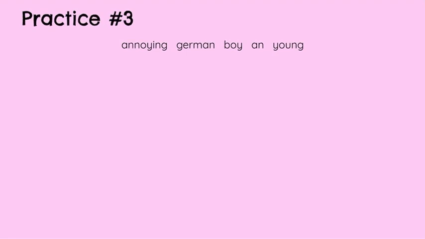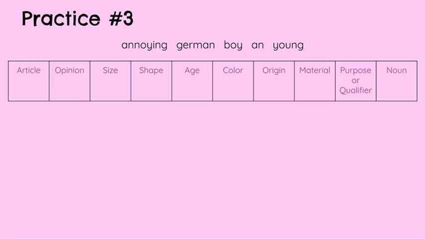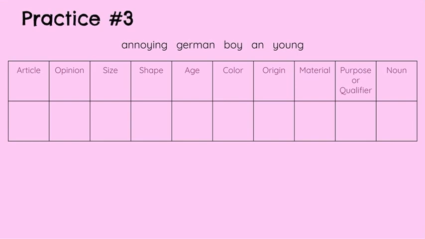Now we're going to do our last practice. The words we have are annoying, German, boy, and young. Once again, like we did earlier, we're going to get a chart and look at every single one. Article: the word an, yeah, that's an article. Now an opinion. Annoying, German, boy, young are the ones we have now. I would say annoying is an opinion because someone else might think he's quiet or something else. So that's just an opinion.